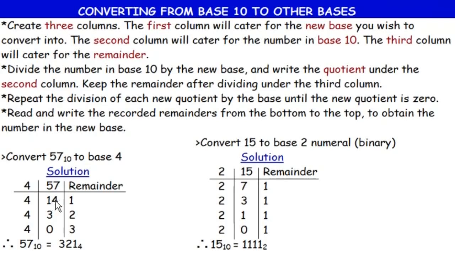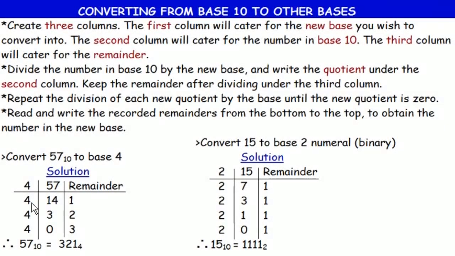Good. Now we are going to keep on dividing the quotient gotten under the second column by the new base. It says to repeat the division of each new quotient by the base until the new quotient is 0. So here we had 14 as the result of dividing 57 by 4. Then we repeat the same 4.